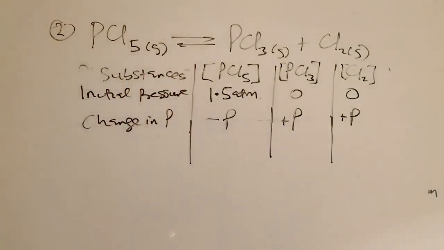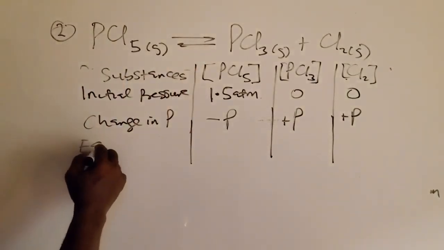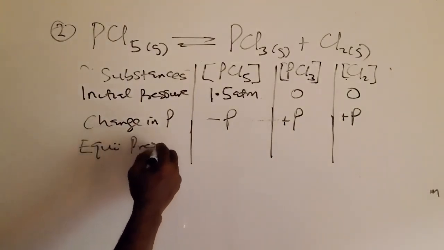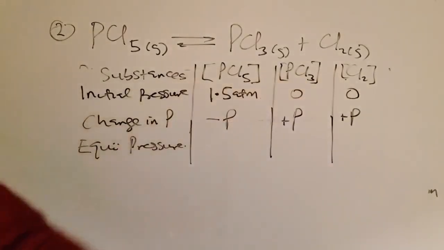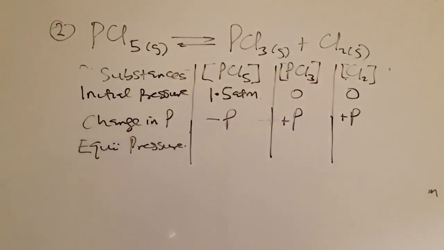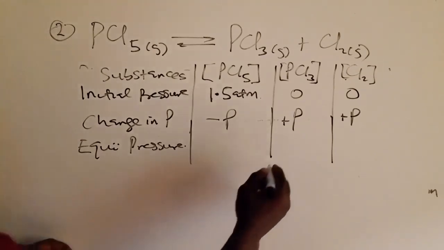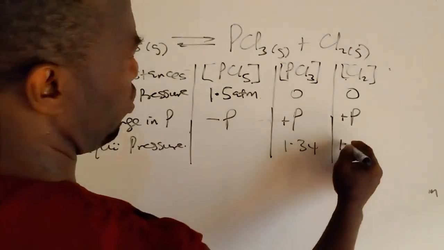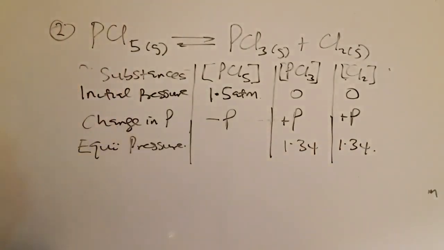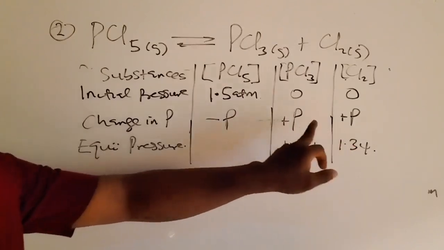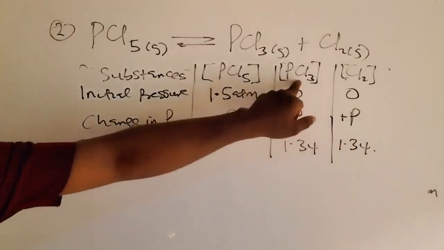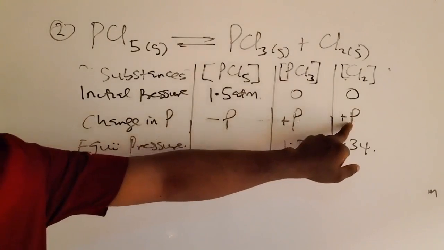And in the equation, we now go to the equilibrium pressure. We're given the equilibrium pressure of the products, PCl3 and chlorine, as 1.34 each. So that means 1.34 is produced here, and 1.34 produced here. So P should be 1.34, since 0 plus P gives the same 1.34. So the value of P is 1.34.